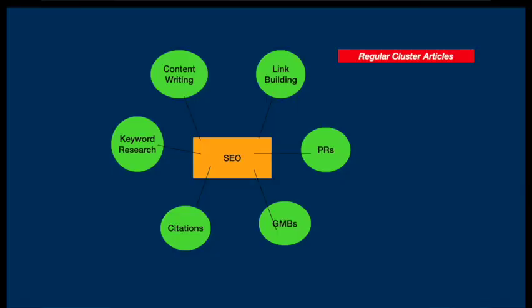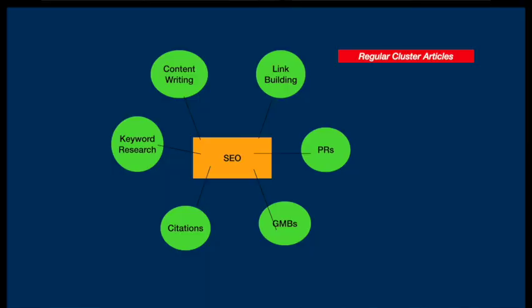Now, to start with, this is how a cluster article looks. It looks like a cluster, so cluster articles. The biggest problem with a cluster article is the structure does not tell Google what your website is about. Now, let's say we'll take SEO for instance, since we all do SEO and we have a pretty good understanding of what SEO is. So SEO is right at the center, and then around it we've got these topics. We've got link building, we've got content writing, keyword research, citations, GMBs, PRs.